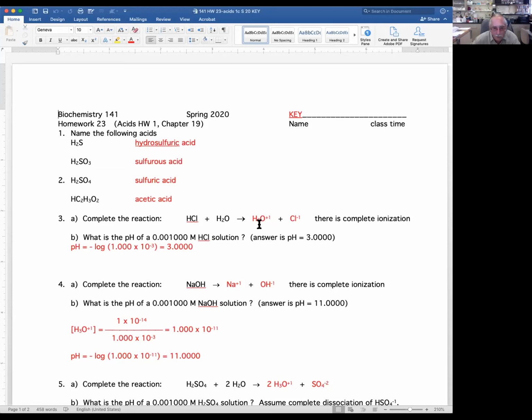So this would be 0.001, and so would this. So now that I have hydronium ion being 0.001, then the pH is simply the negative log of that, which is now pH 3.